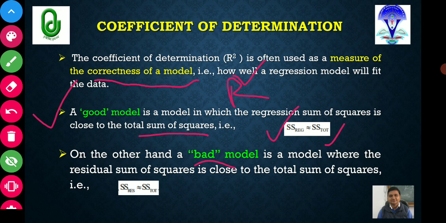On the other hand, if the model is bad, in such a case the residual sum of squares, that is the error sum of squares, is close to the total sum of squares. If a model is bad, if your independent variable is not explaining any variation present in the dependent variable, that means the sum of squares due to residual will be equal or close to the total sum of squares. All the variation is due to error. Your independent variable was not able to explain the variation present in the dependent variable.